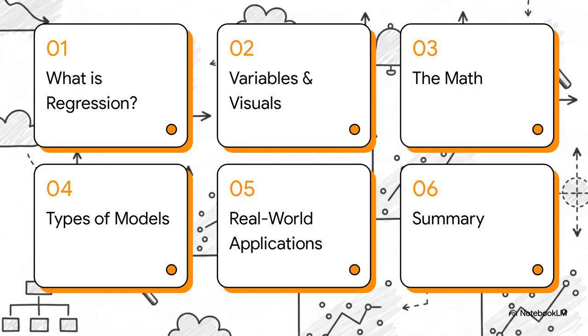Here is our roadmap for today. 1. What is regression? 2. Variables and visuals. 3. The math, best fit, and errors. 4. Types of models. 5. Real-world applications. And 6. A summary to lock it all in. Let's get right to it.